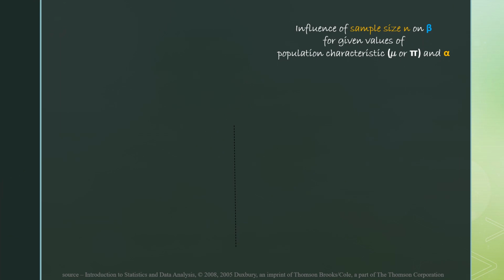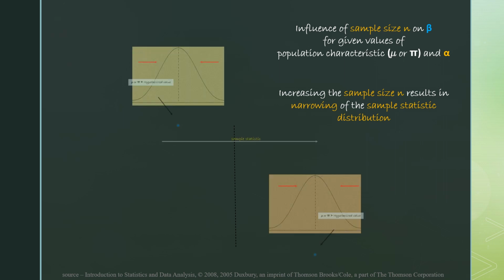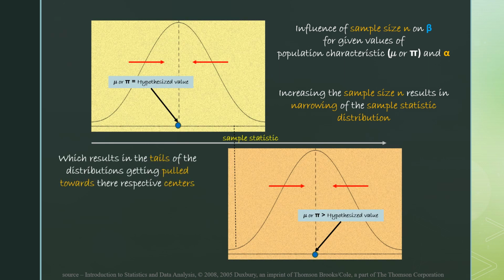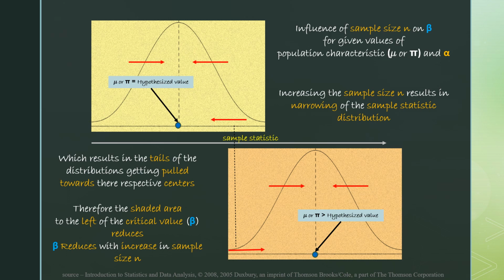Influence of sample size n on beta for given values of population characteristic mu or pi and alpha. Increasing the sample size n results in narrowing of the sample statistic distributions, which results in the tails of the distributions getting pulled towards their respective centers. Therefore, the shaded area to the left of the critical value, beta, reduces. Beta reduces with increase in sample size n.